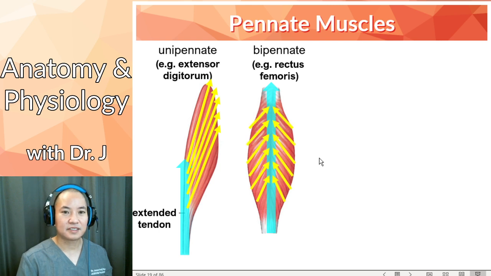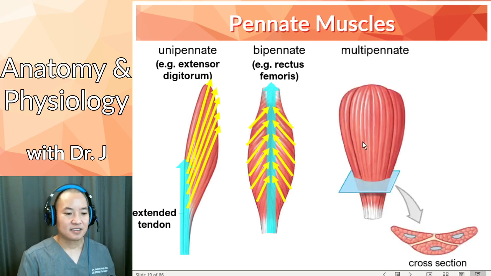So again, what does the term bi mean? Bi is a prefix meaning two, like a bicycle has two wheels. So you have a unipennate here with uni meaning one, like a unicycle has one wheel. A bipennate has these fascicles on both sides of a central tendon. And then there are things called multipennate muscles. A classic example is the deltoid.